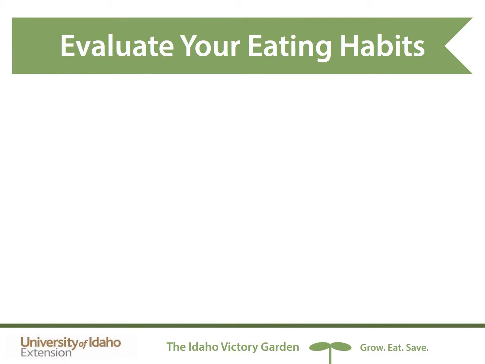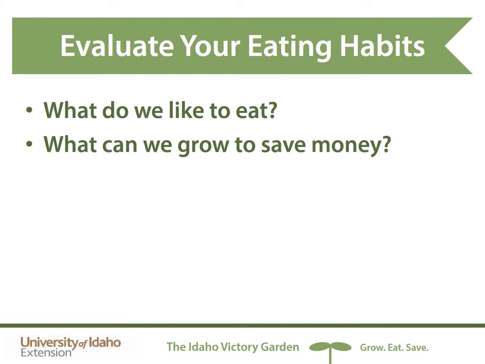So the next part in this is evaluating your eating habits, thinking really carefully about what it is you like to eat and how you're going to grow what your family will actually eat. So number one, what do you like to eat? Think about, in terms of fresh fruits and vegetables, what are you most likely to purchase at the store over the season, and think about growing some of those.